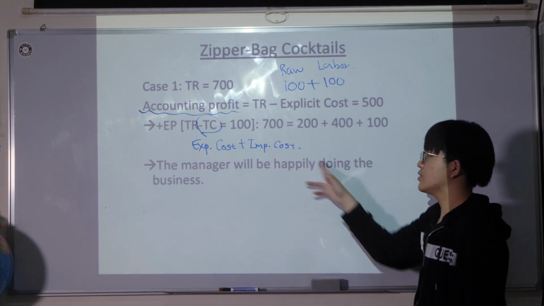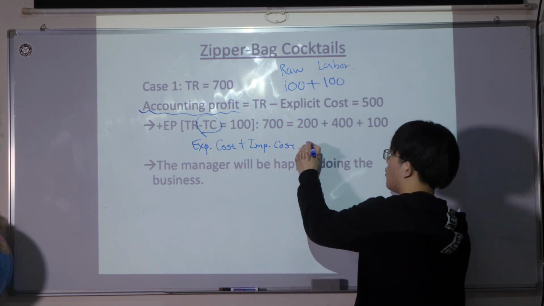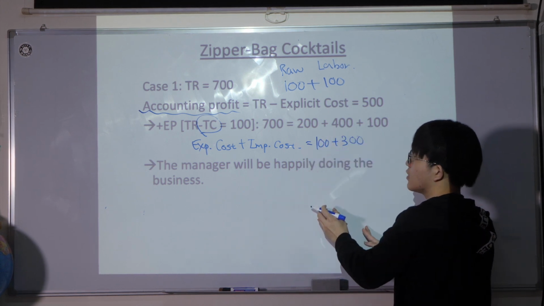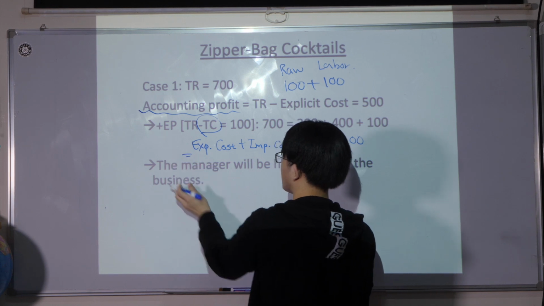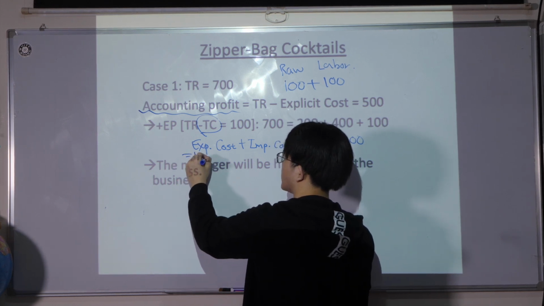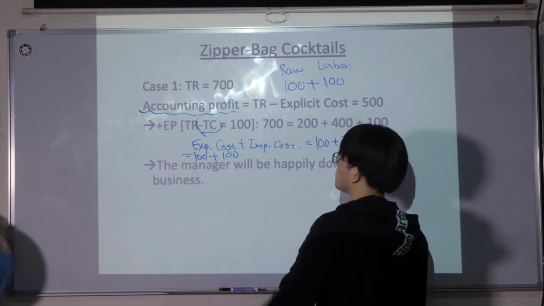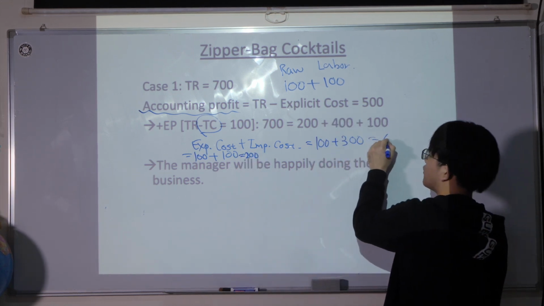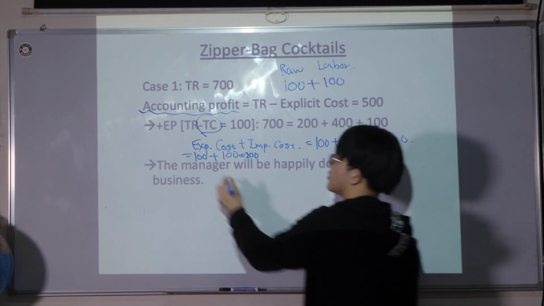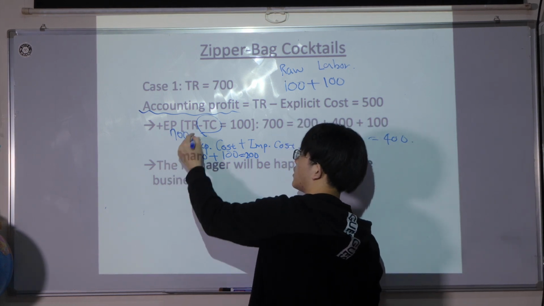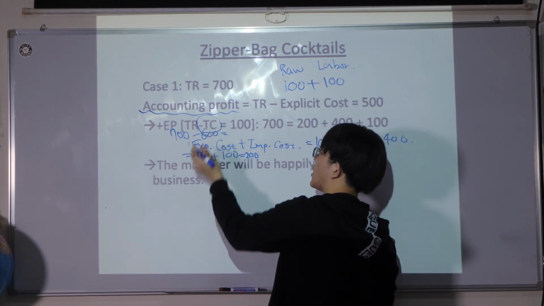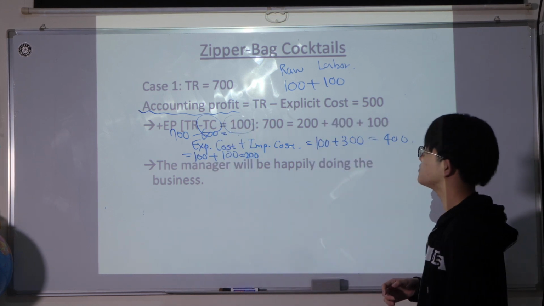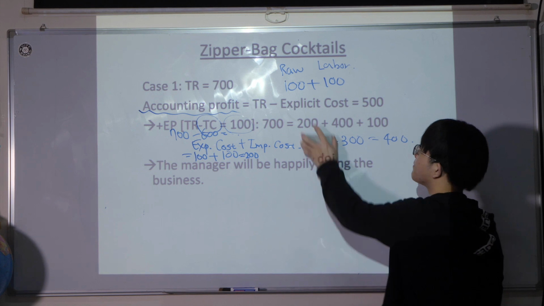So implicit cost is 100 plus 300. Okay, and for explicit cost, we have 100 plus 100. So total, which is 200, for implicit cost, we have 400. So total revenue was 700, and total cost is 600. So our economic profit is 100. Understand? Okay.